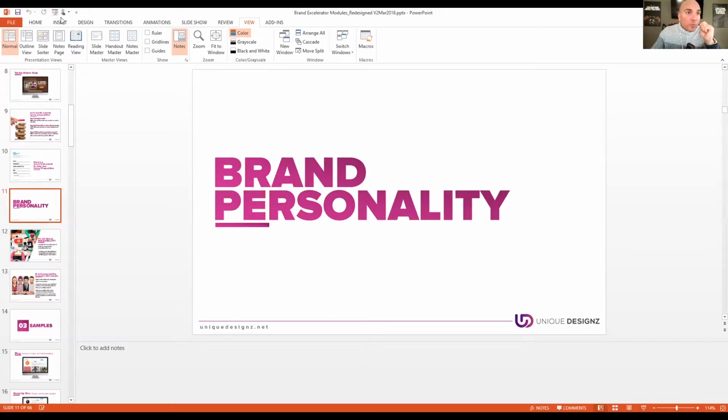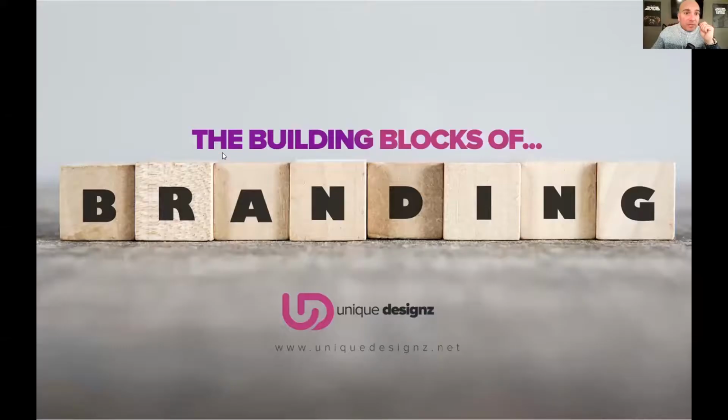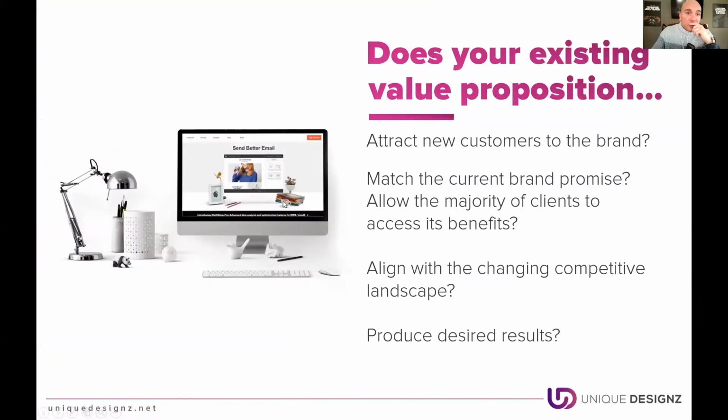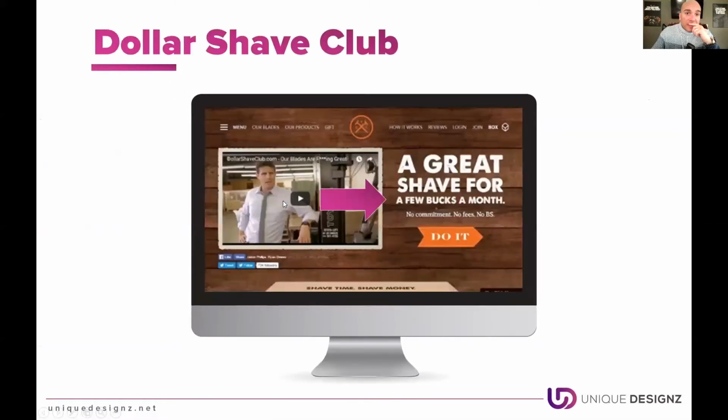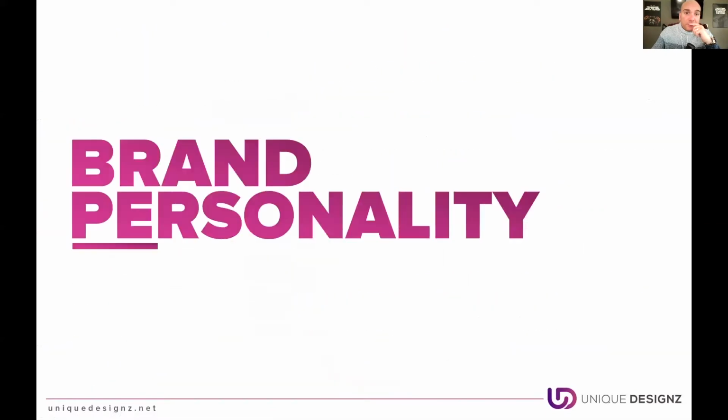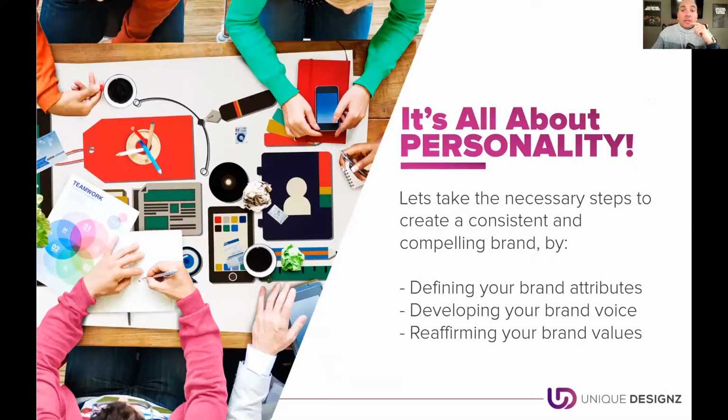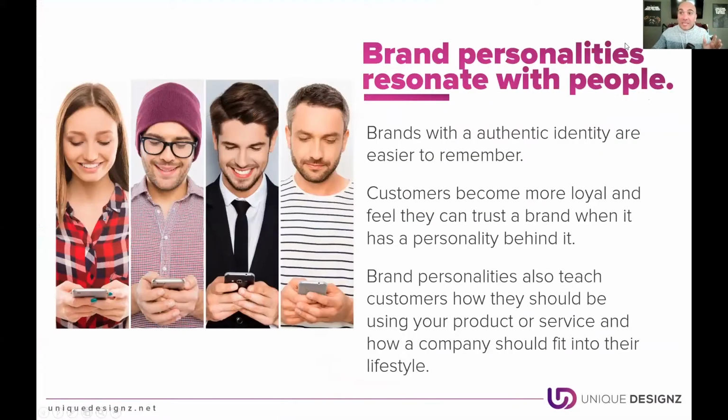So before we get started, let me just get this nice and big for us, get us down to the brand personality, and we can get this party started. All right, cool. So it's all about personality. In this video, I'm going to take you through the necessary steps to create a consistent and compelling brand by three things: defining your brand's attributes, developing your brand's voice, and reaffirming your brand's values. So how do we do that? Well, I'm going to walk you through the steps right now.